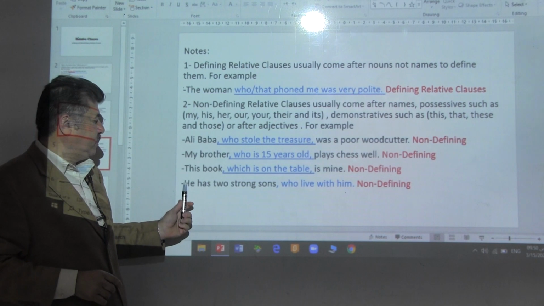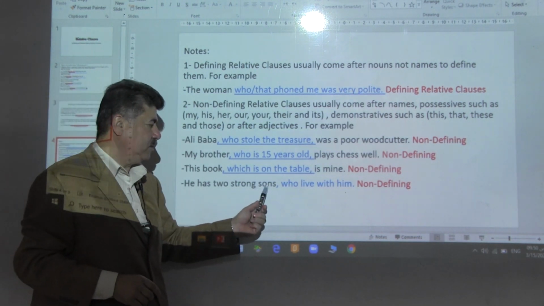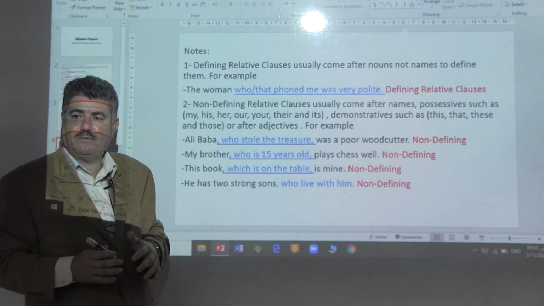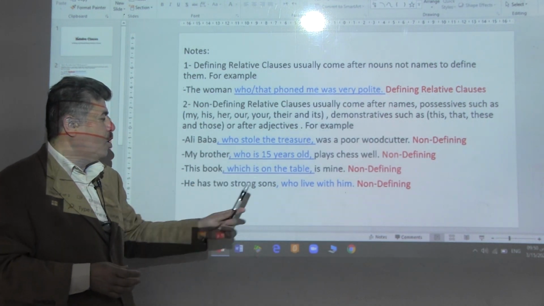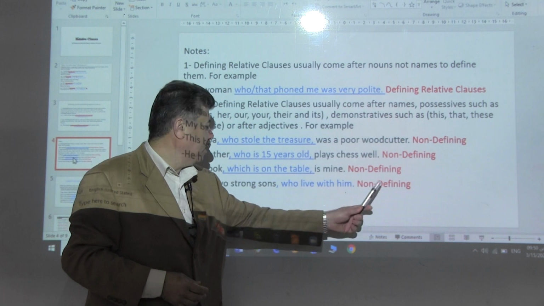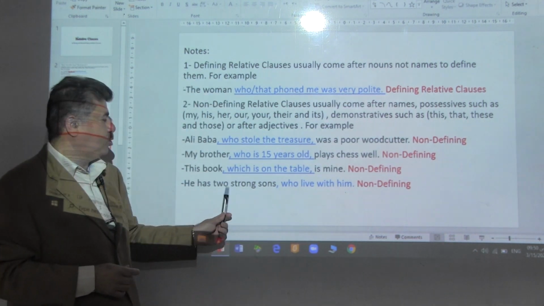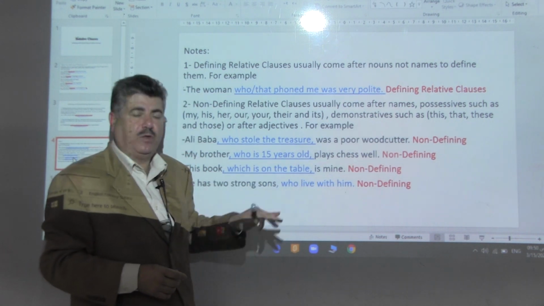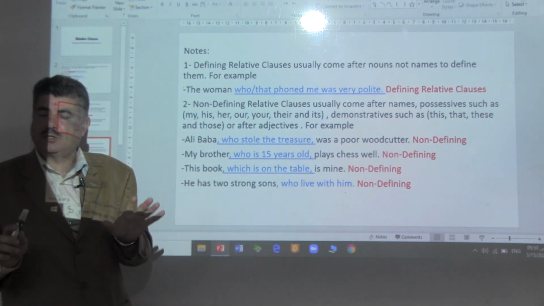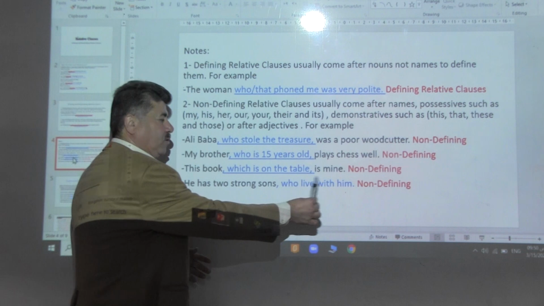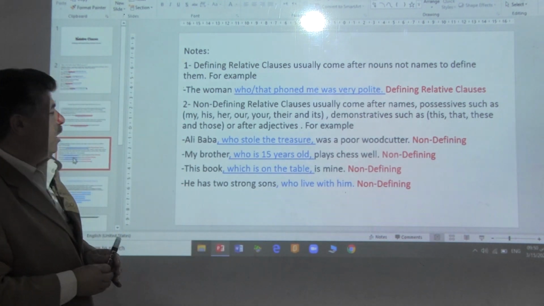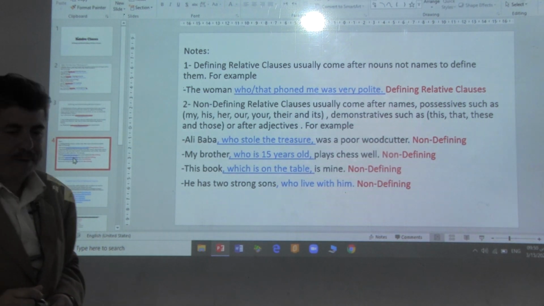The last sentence: he has 2 strong sons. The word son is a noun, but it is preceded by an adjective, so it makes it more definite. Who lived with them, and so on. He has 2 sons, 2 strong sons. If I delete this clause, who lived with them, the sentence remains complete. So I can take it out. We use a comma before the non-defining relative clause.